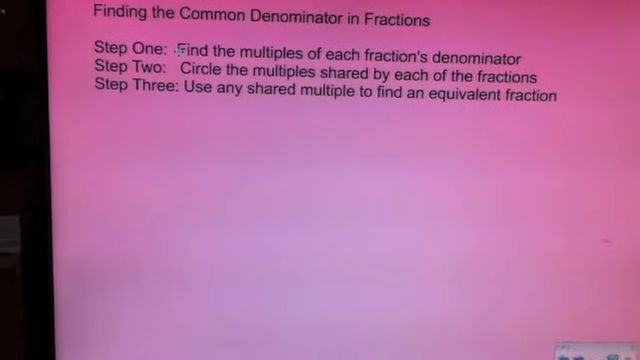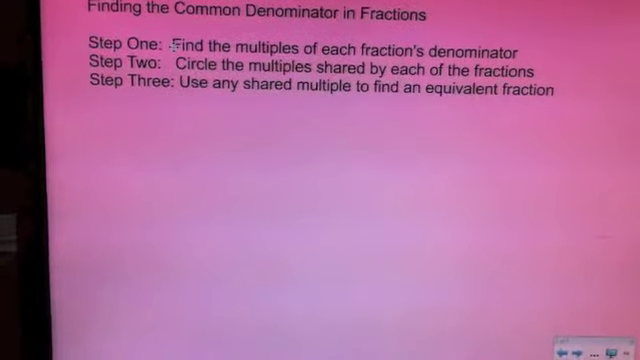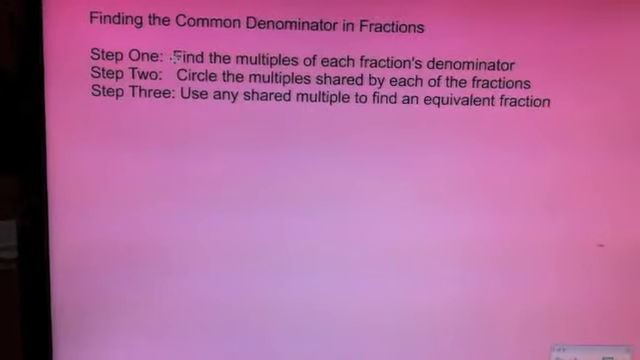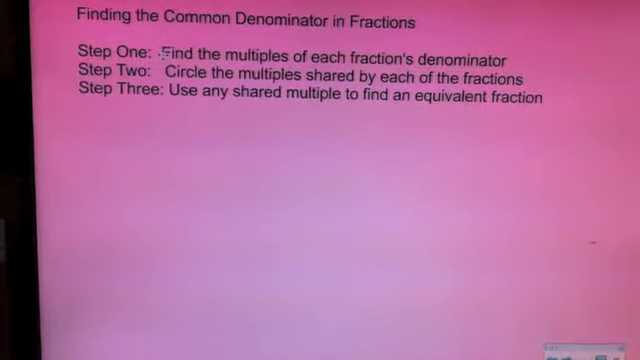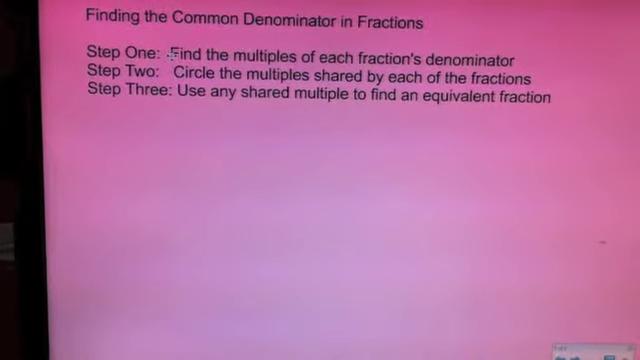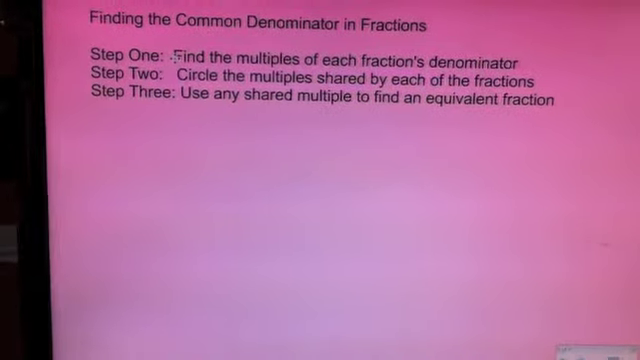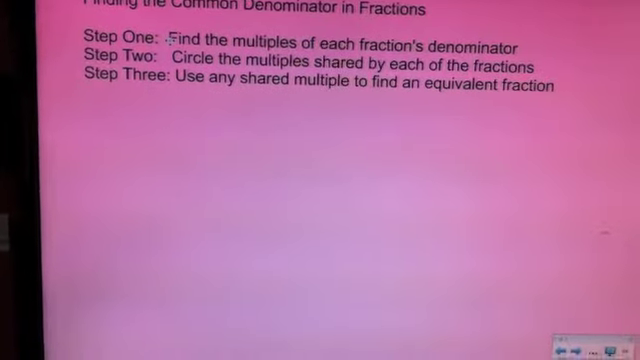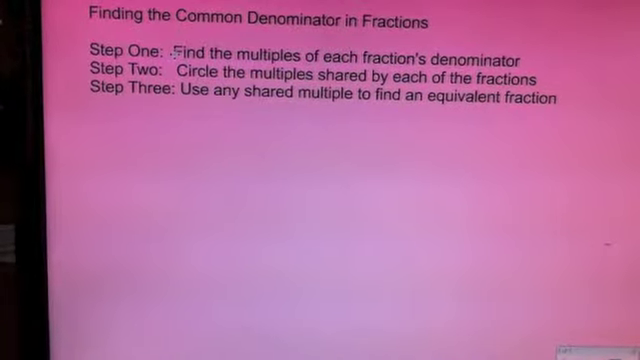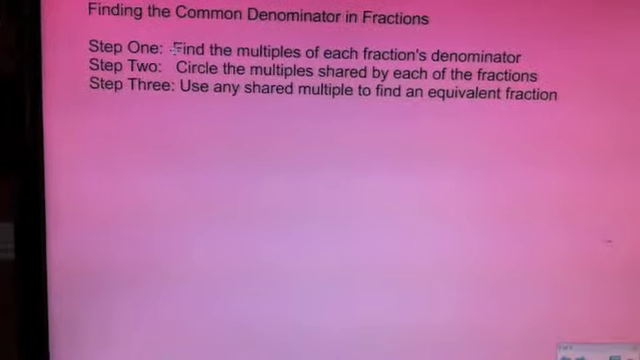Step 2 will be to circle the multiple shared by each of the fractions, and then you're going to choose one of those shared multiples to find an equivalent fraction. If you pick the smallest multiple shared by the fractions, that's called the least common denominator.